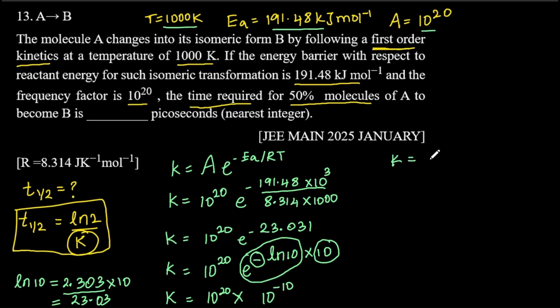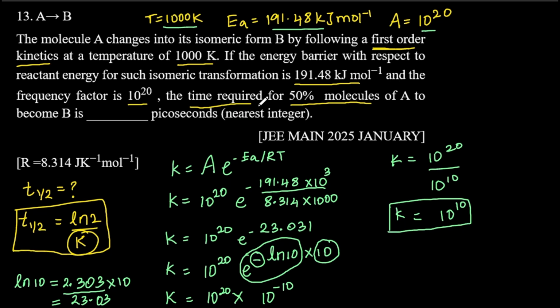So K is equal to 10 power 20 times 10 power minus 10. 10 power minus 10 can be written in the denominator as 10 power 10. When you solve this, or just like that, you can subtract. So it is 10 power 10. So the rate constant value is 10 power 10. So this is the rate constant.